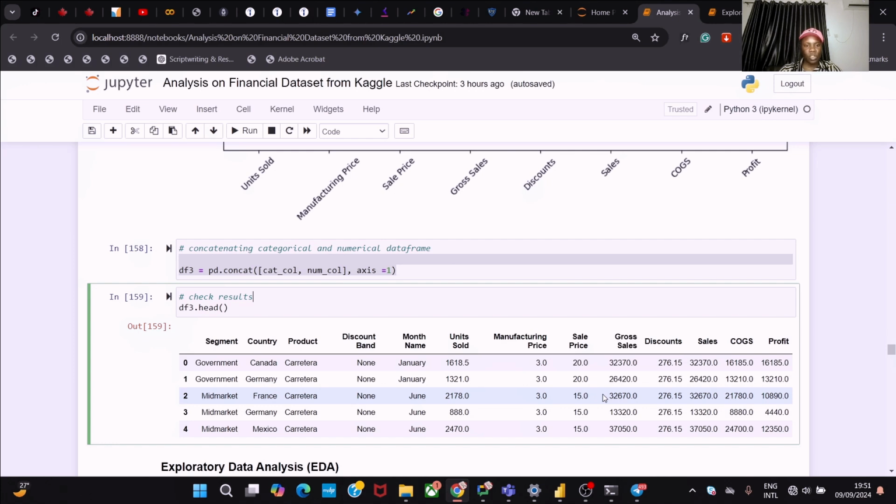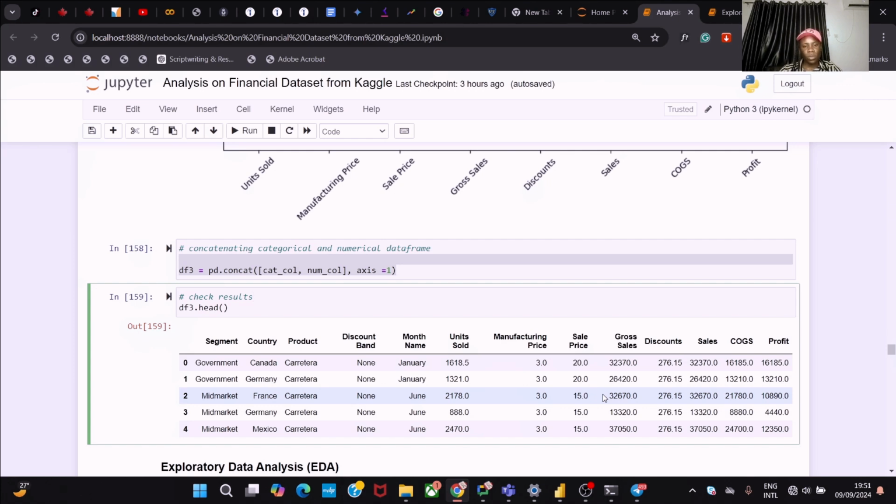We have to visualize our columns, and from visualizing those columns, we'll be able to draw insights from our data set. We'll be able to recognize seasonalities and trends, and advise the companies on what they should and should not do.